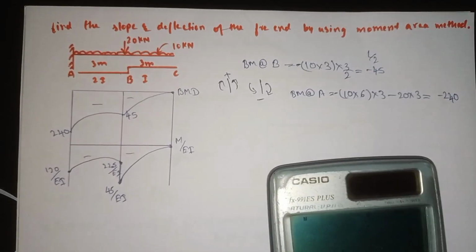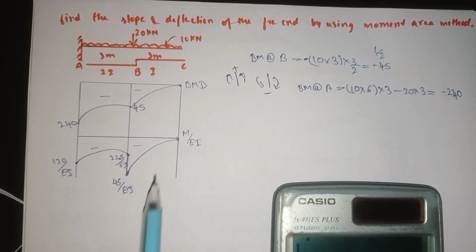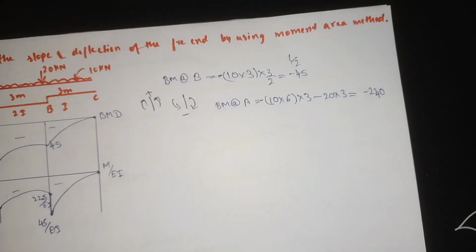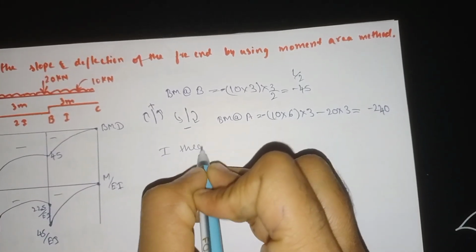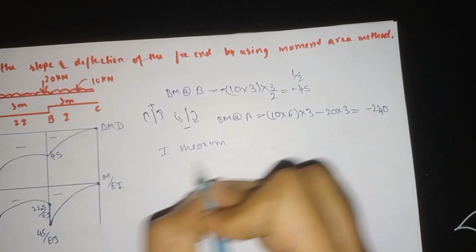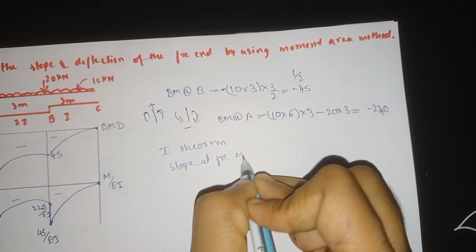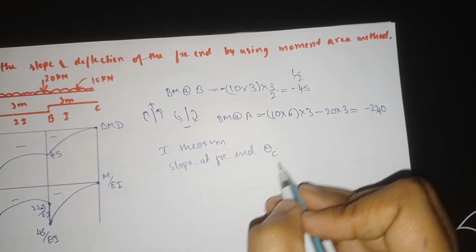So now we need to find the slope and deflection at the free end. Free end is here, C. Now we need to find the slope at point C. This is our first theorem, to find the slope at free end C, call it theta C.